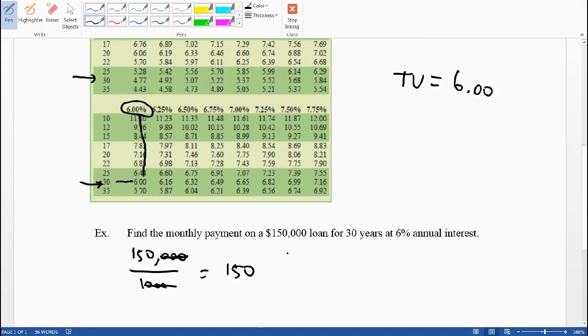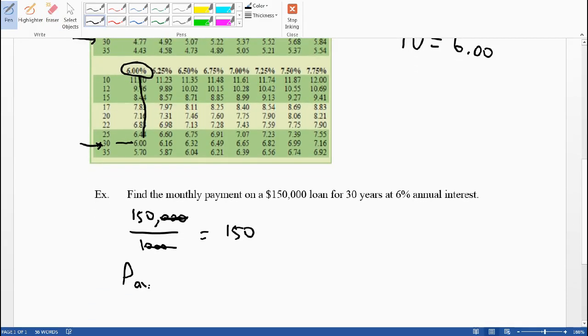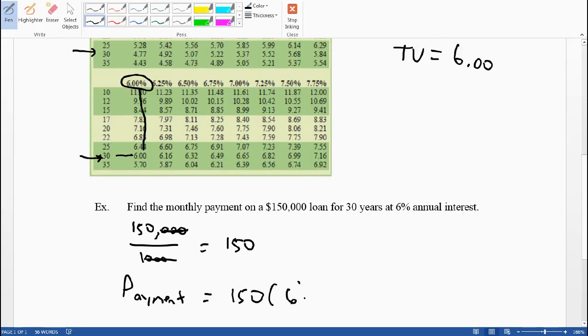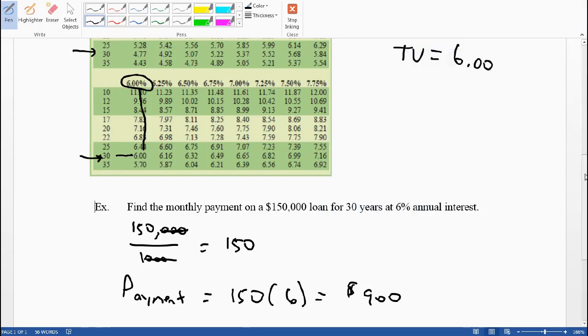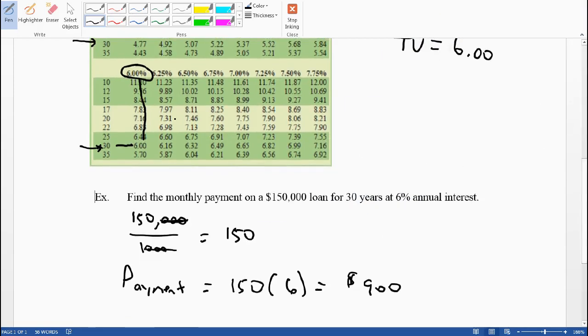Now, to get the mortgage payment, it's a different step. To get your monthly payment, because this is monthly, take 150 and times it by that table value, which we found was 6, and you should get $900. And let's just make sure: 150 times 6, $900. Now it may be off slightly because these table values may not be completely accurate because they tend to round maybe sooner than they should.